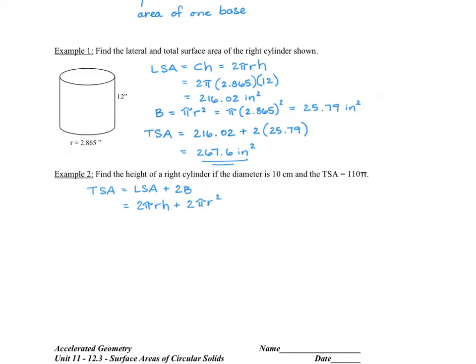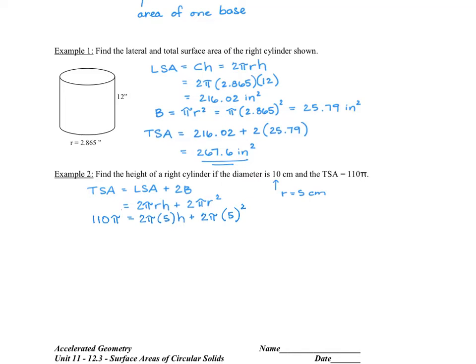I can start to plug in what I know and then work my way back to find the height of the cylinder. If the diameter is 10 centimeters, I know that the radius is 5 centimeters. So I'll just start plugging in here. I know that the total surface area is 110 pi. If the radius is 5, then I can plug that in for r in both cases here. And then I start to work my way backwards.